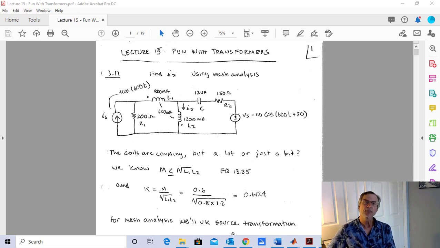And then I'm going to show you a very, very practical problem in printed circuit board design, where we're going to take a circuit that somebody designed that didn't work the way they thought it would, and we're going to hypothesize coupling in the coils, and then we're going to figure out exactly how much coupling there was.